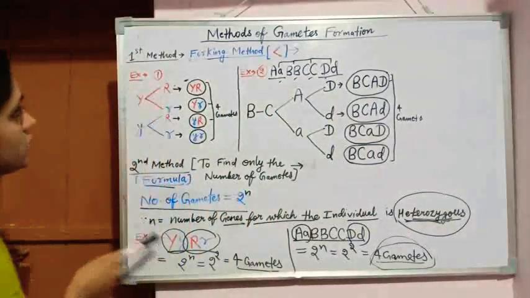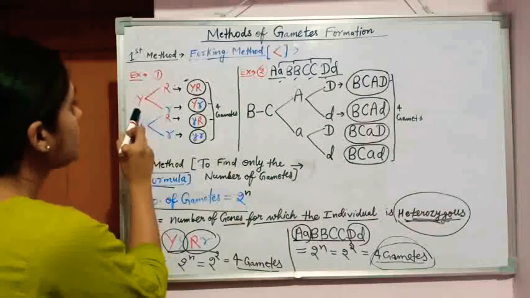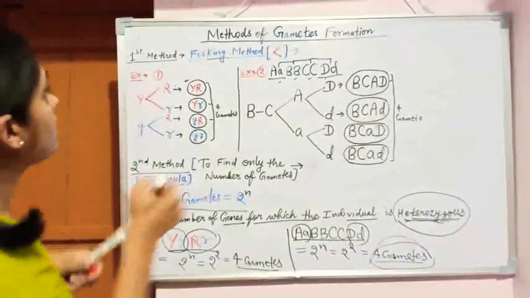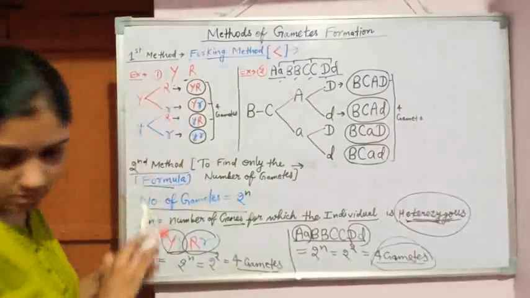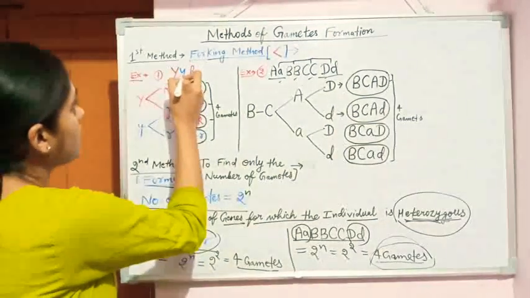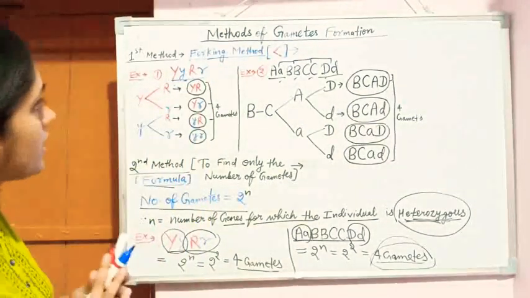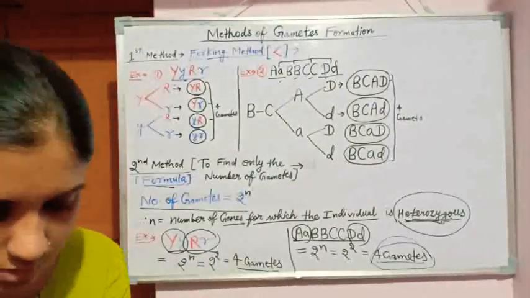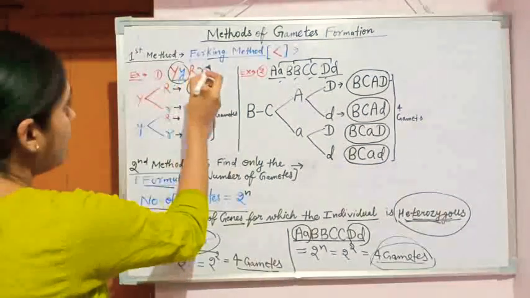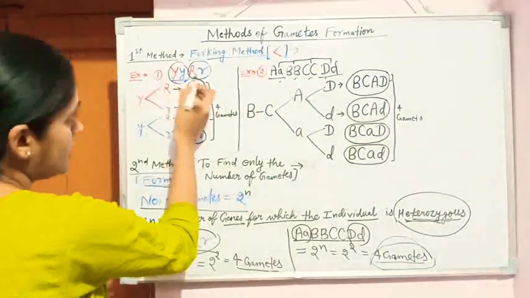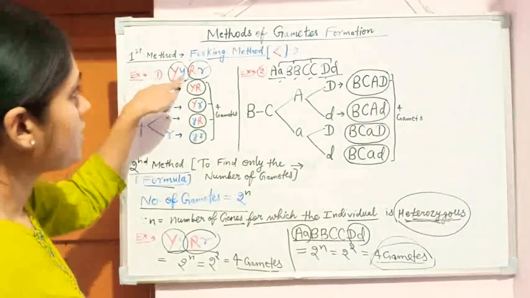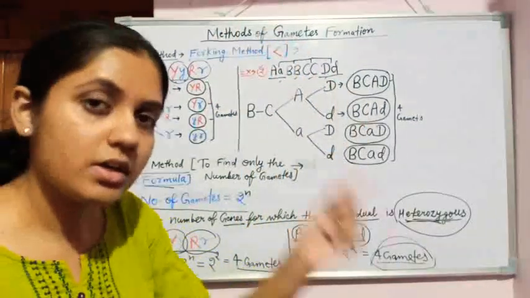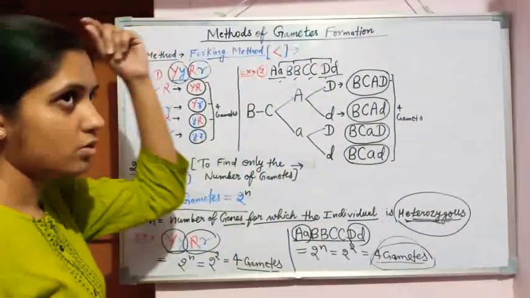First of all, we take the first example. Suppose this is the genotype. In this you can see these both are heterozygous, because each contains one allele that is dominant and another that is recessive, so it is known as heterozygous.